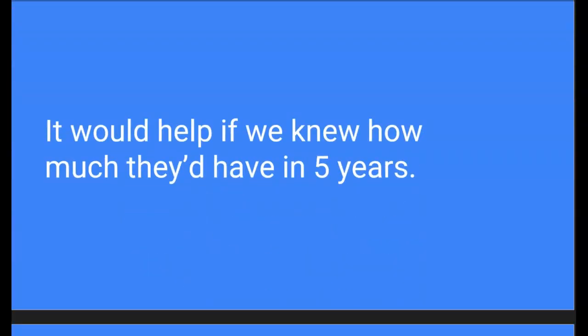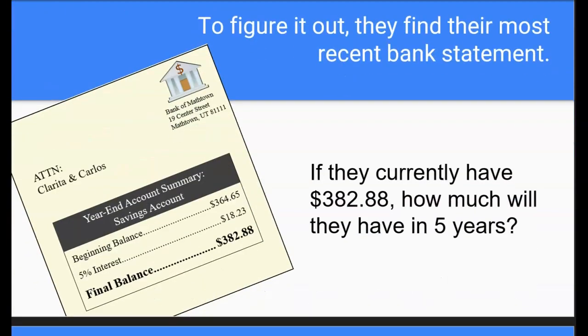So if we knew how much they'd have in 5 years, how much the bank account would make, it would probably help us decide so we could know what kind of interest we were risking in the next 5 years. So they pull out a recent bank statement, and it looks like this. So at the end of last year, they had $382.88. If we know that they're making 5% per year, how much will they have in 5 years, starting with this amount?